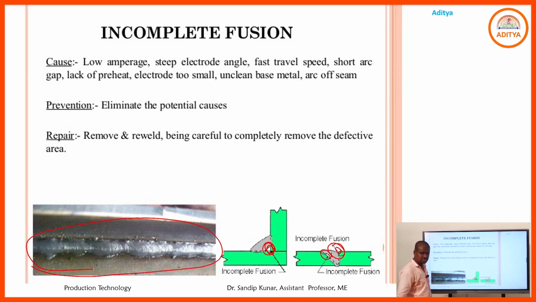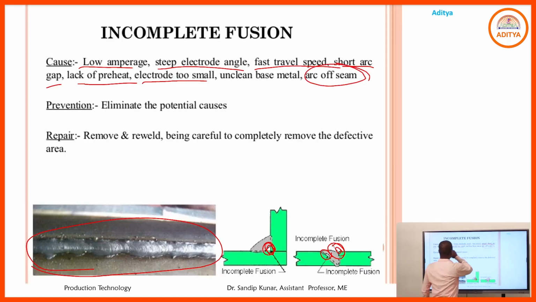So what are the causes? Low amperage, steep electrode angle, fast travel speed, short arc gap, lack of preheat, electrode too small, unclean base metal before welding, meaning the surface is not cleaned properly before welding, and arc off the seam. These things help to produce incomplete fusion. So how to prevent these things?